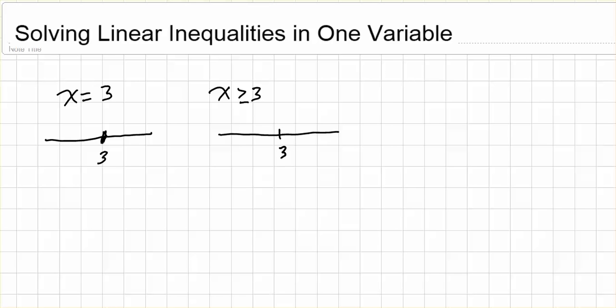Again, we'll start out at 3 and we'll include 3, but we know that all values of x are going to be greater than 3. So 4, 5, 3 billion, 18 zillion are all possible answers to make this problem correct or true.